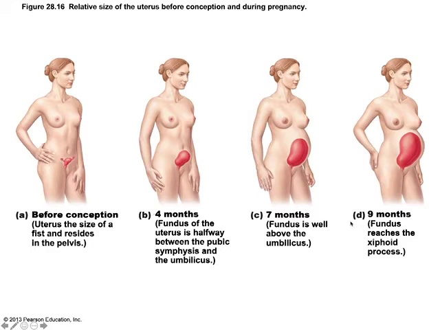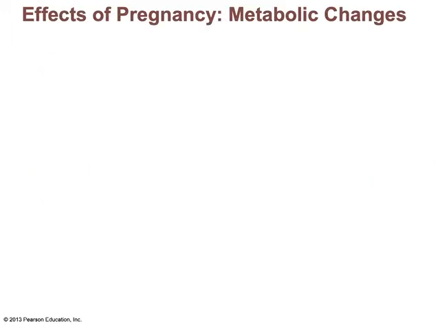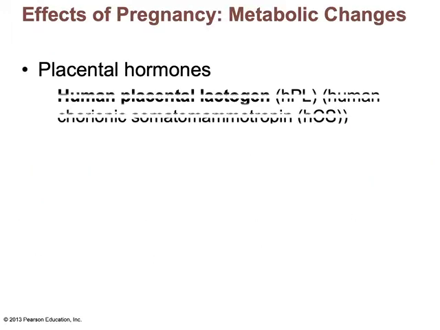Now, one of the things that's occurring as a result of the expansion is that you're displacing the lower GI and you're pushing up on the diaphragm. So this can lead to indigestion, and this can also lead to a reduction in your vital capacity. Okay. Placental hormones include human placental lactogen and human chorionic somatotropin. The lactogen is designed to induce milk formation in the breast tissue.